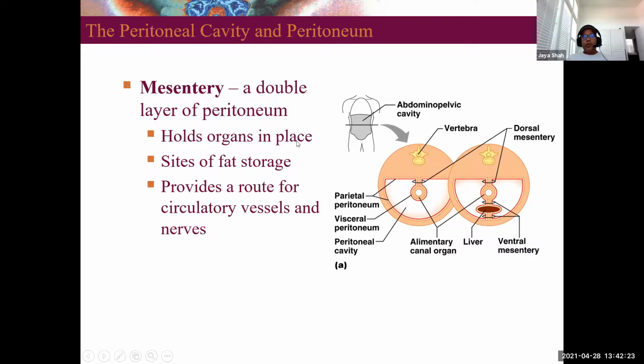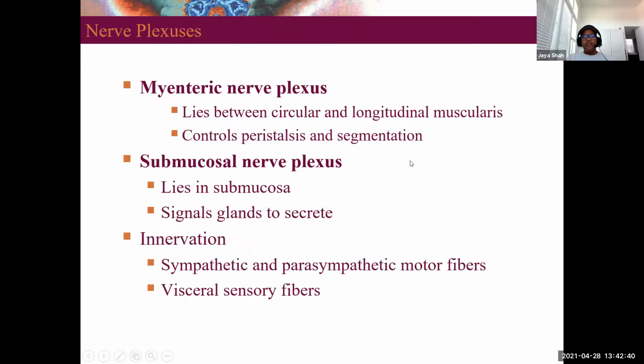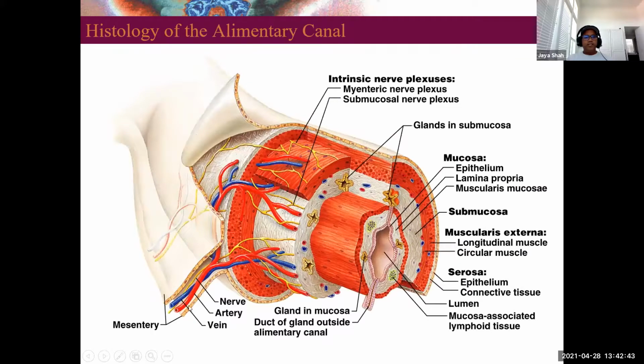What does it do? It holds organs in place, like the intestine is held on the body wall. It also stores fat. A lot of fat is attached to it, and it provides a route for circulatory vessels and nerves. Through this double layer, as you see here, if you go back and see, through this mesentery, you see a lot of blood vessels, nerves, and arteries getting inside.